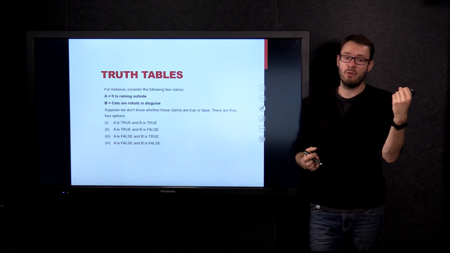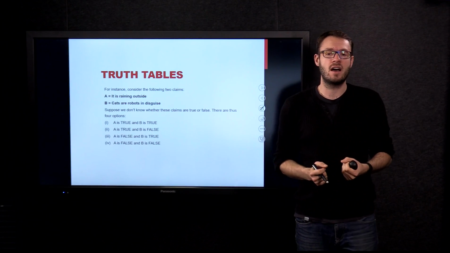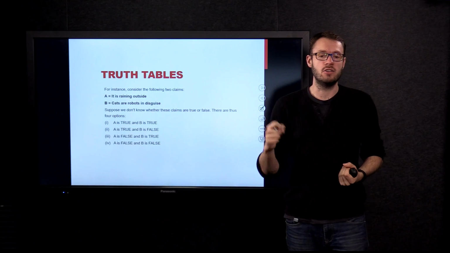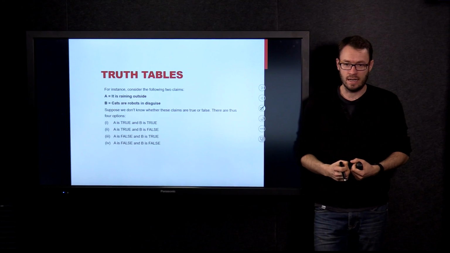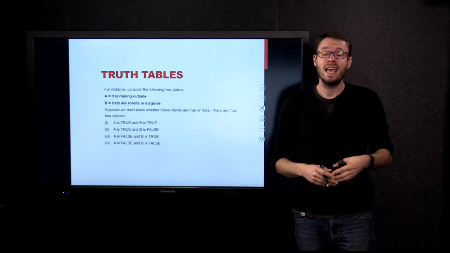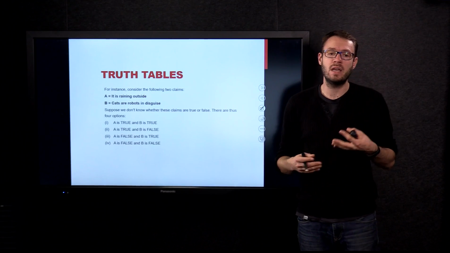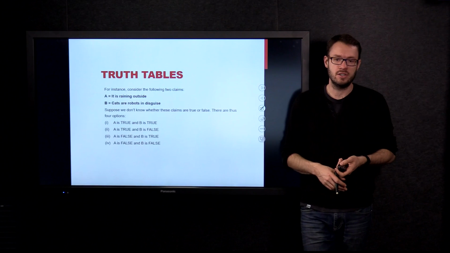Third, it could be that it's not raining outside but cats are robots in disguise. And fourth, it could be that it's neither the case that cats are robots in disguise nor is it the case that it is raining outside, right? So both propositions could be false. And again, it doesn't seem to be any other options. There doesn't seem to be any other way the world could be with respect to these 2 propositions.